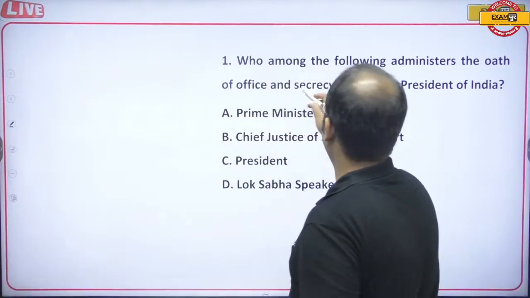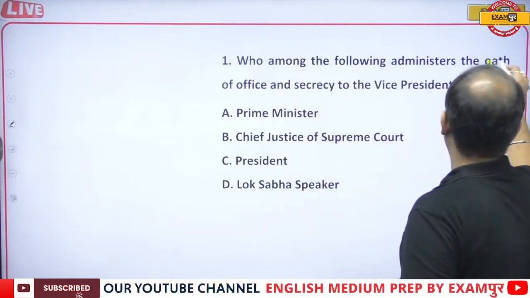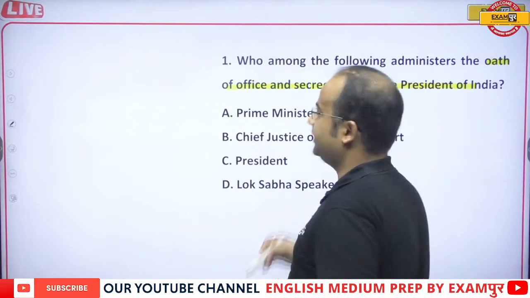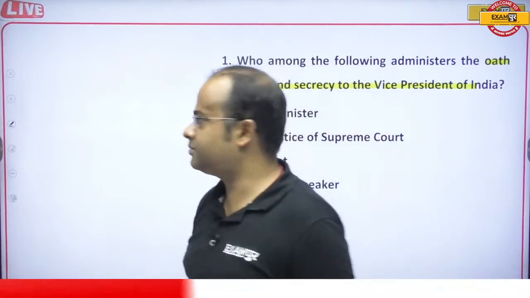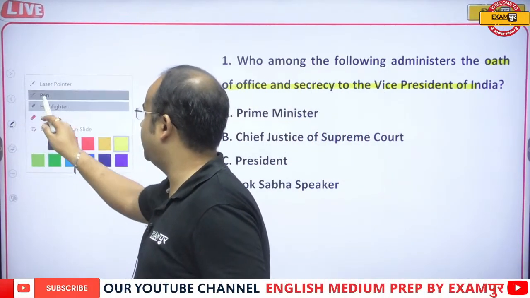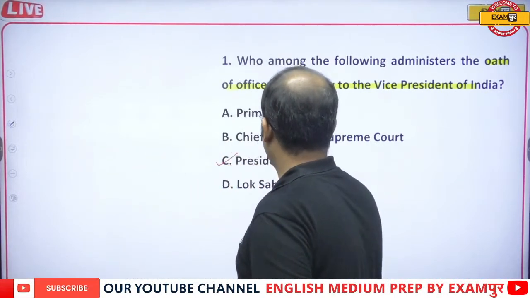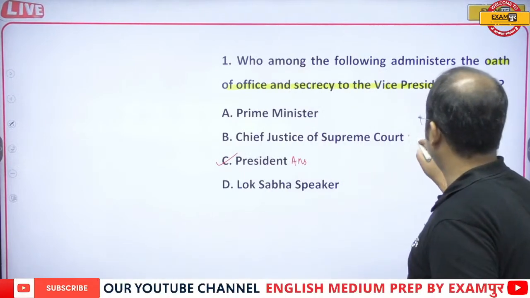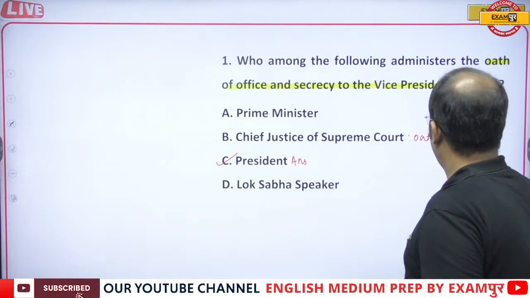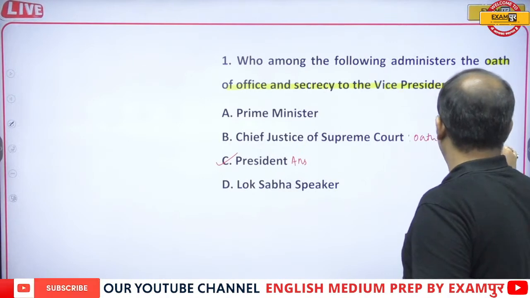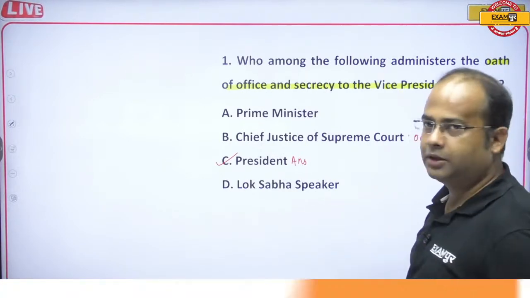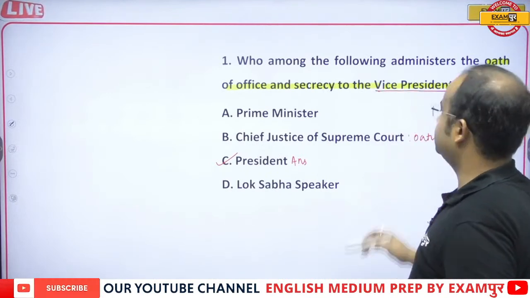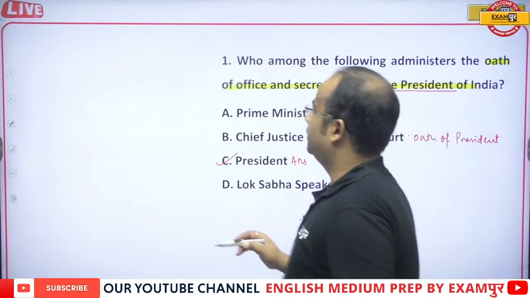So what we are asking is the oath of office and secrecy to the Vice President. That is not the President of India. The Vice President's oath is conducted by the President, and the Chief Justice of India conducts the oath of the President.